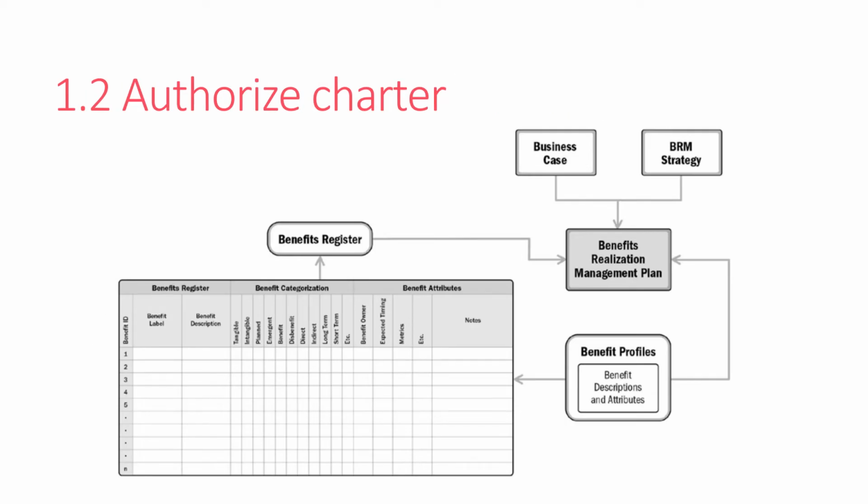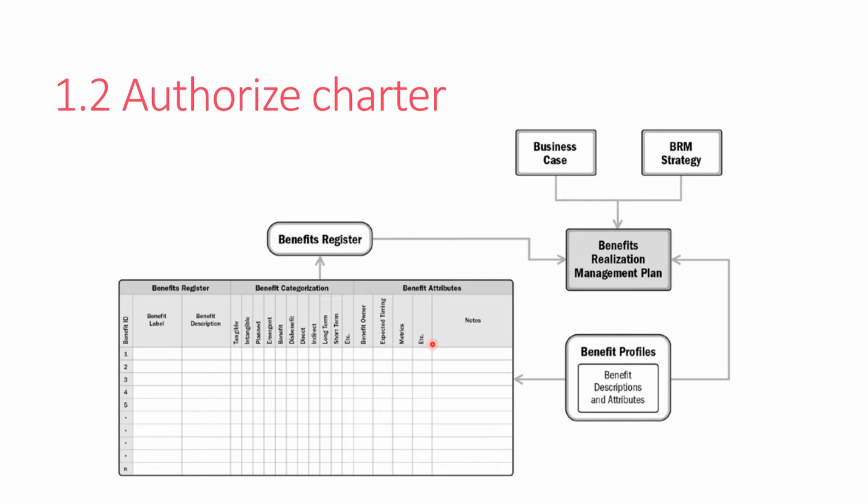The second one is authorizing a charter. This picture tells you that there is a business case, and the BRM strategy helps you to figure out the benefit realization management plan, right? If you look at that, the benefit register is also giving an input to the management plan, and the benefit profiles are also giving an input to the realization plan, and benefit profiles are giving input to the benefit register as well. So this is the overall picture about the initial stage.